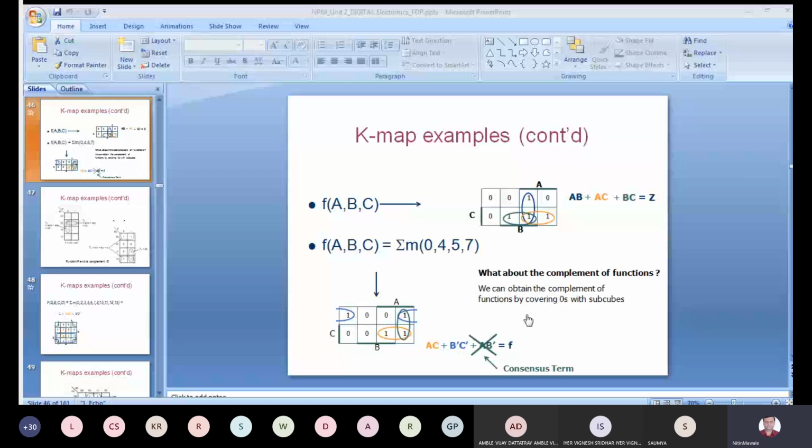The answer is A bar plus B bar for the first. Just check it, everybody. Y is equal to function of A, B, C, that is equal to (A bar plus B bar) in bracket, then dot (B bar plus C bar) in another bracket, then (A bar plus C bar). Are you getting this? Yes, sir. Everybody? Yes, sir. Very good.